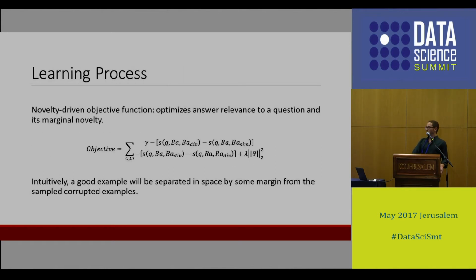Okay, once we have our training data with labels, we are optimizing on the max margin criterion, on the margin between the score of a positive example and the score of the negative examples. Intuitively, this should bring us to a point in space where the scores of what we called good examples will be separated by some margin in space from the bad examples.